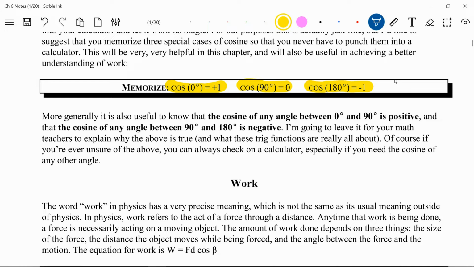If any other angle shows up, feel free to grab a calculator, but preferably you won't have to look those three up. Especially these two, because the cosine, as we're going to find out very soon, has important meaning in this chapter. The cos of 0 is positive. And by the way, the cos of anything between 0 degrees and 90 degrees is positive. And the cos of anything between 90 degrees and 180 degrees is negative. Kind of nice to know these things.